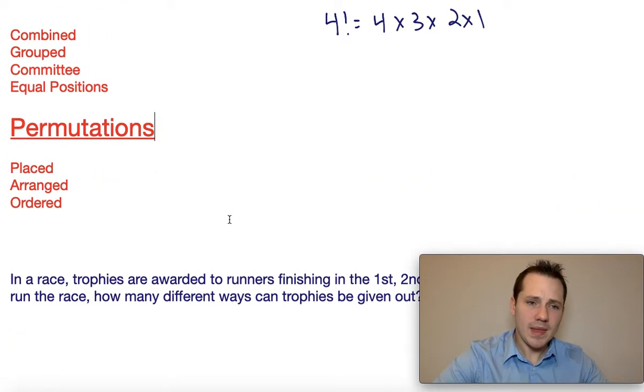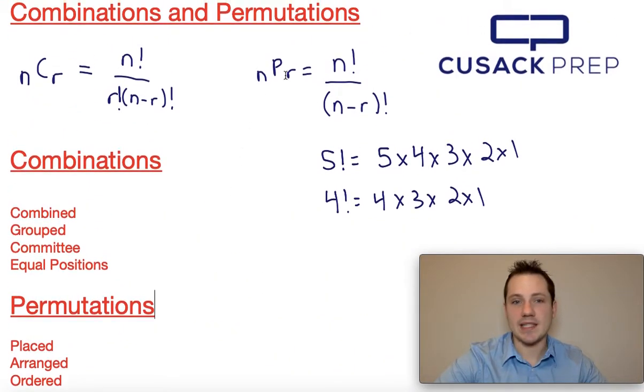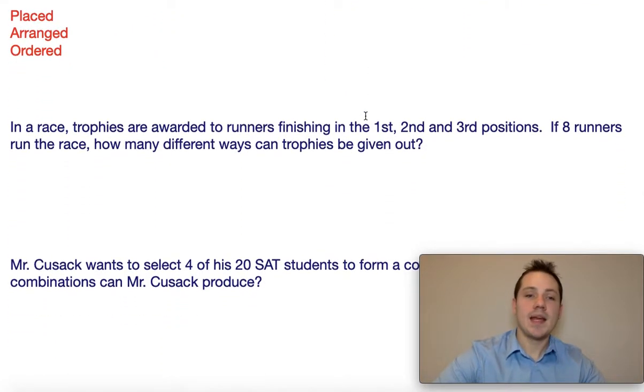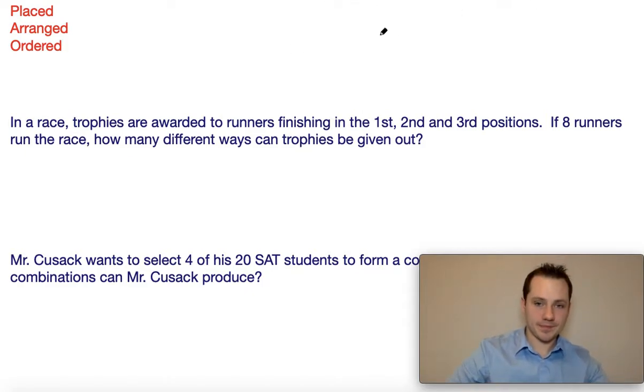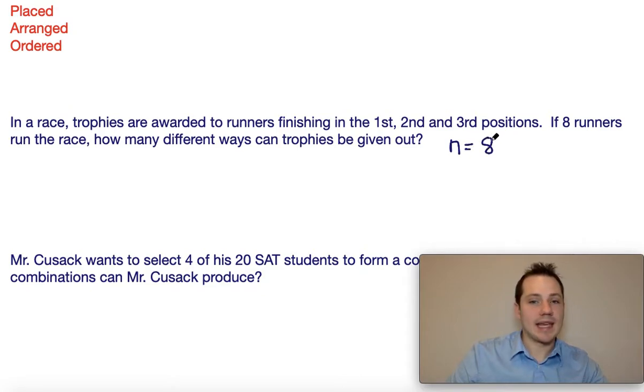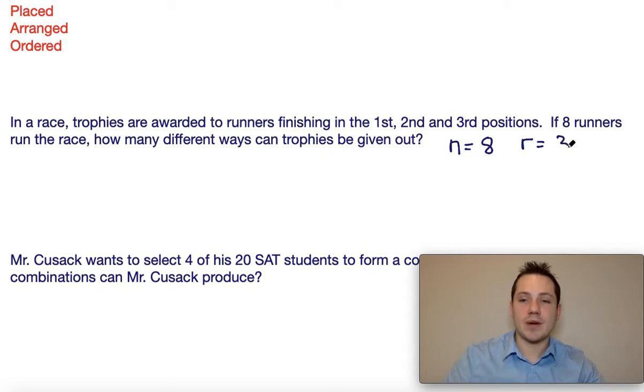So because it's a permutation, we take a look at this formula, nPr, and we see that it's equal to n factorial over n minus r factorial. So I'm first going to pick out what those two values are. Since there are 8 runners, I'm going to say that n is 8. And there are 3 positions that we're handing out trophies for, so I would say r is 3.